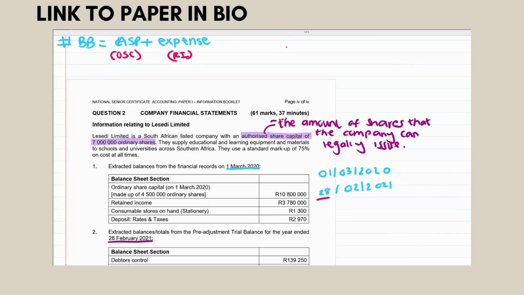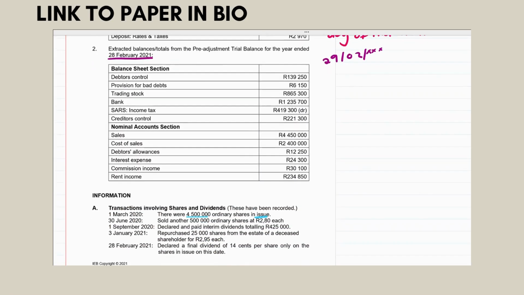Remember, this is always on the last day of the year, or we say on the last day of that month. That means if this was not the 28th and it was a leap year, you'd write 29, 02, and whatever year it is. Okay? So now we know the end and the beginning.